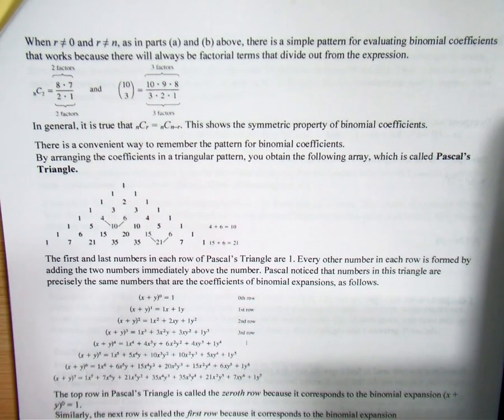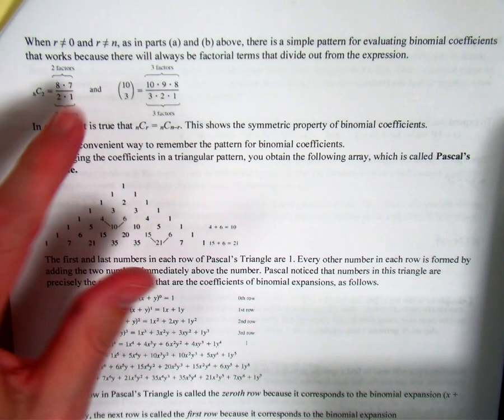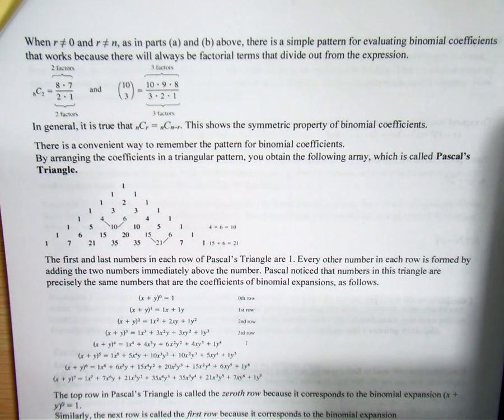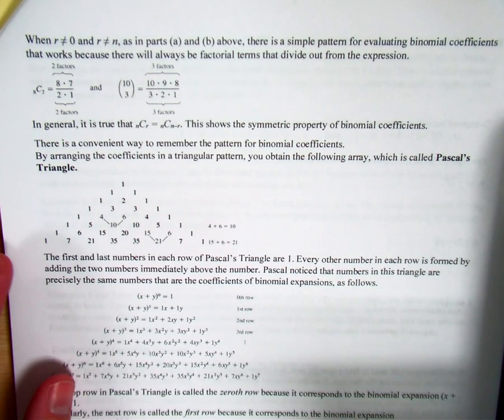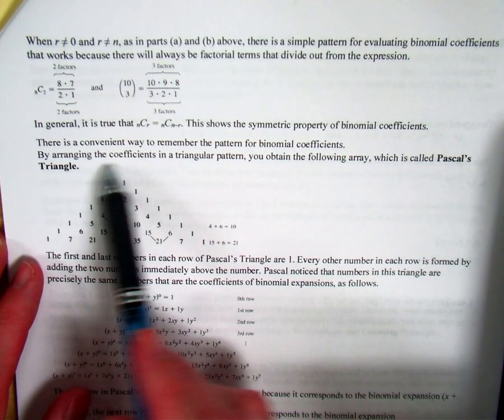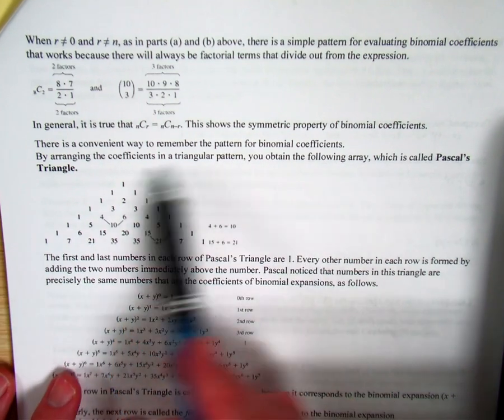When r doesn't equal 0 and r does not equal n, because if r equals n, you will still get a 0. As in parts A and B, there is a simple pattern for evaluating binomial coefficients that works because there will always be factorial terms that divide out, kind of how we had those canceling out. There is a convenient way to remember the pattern for binomial coefficients.